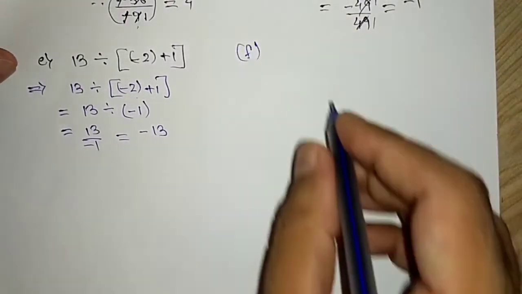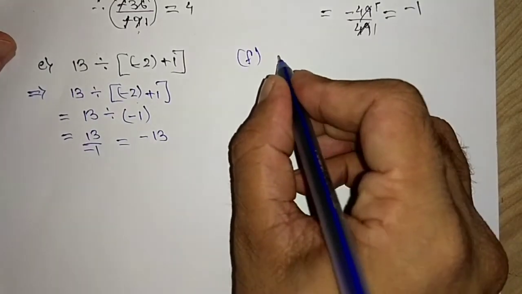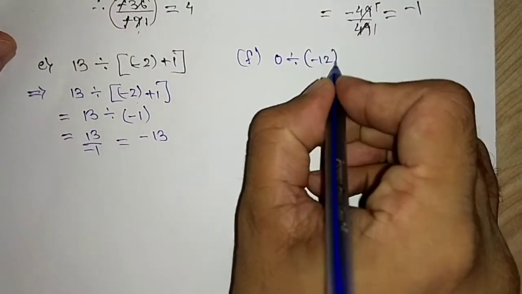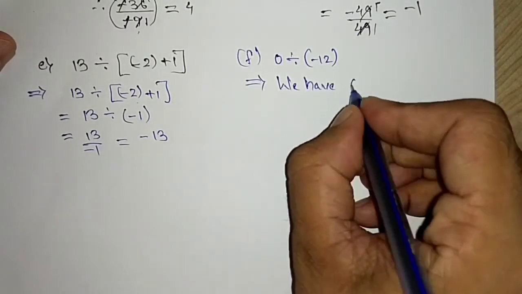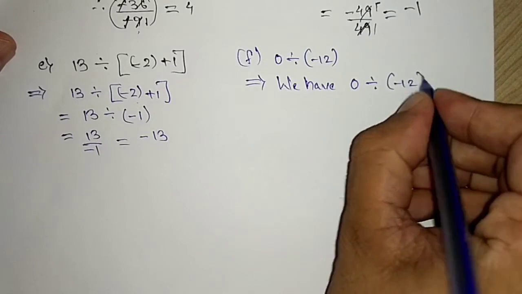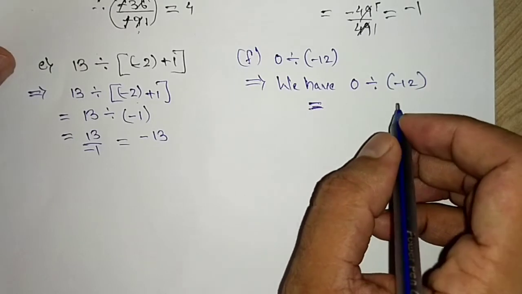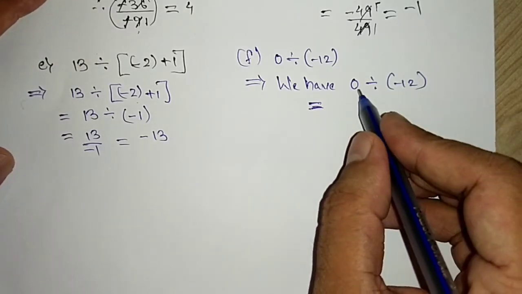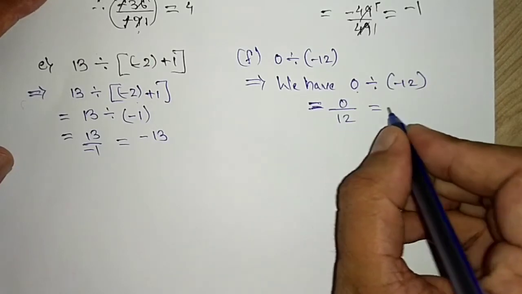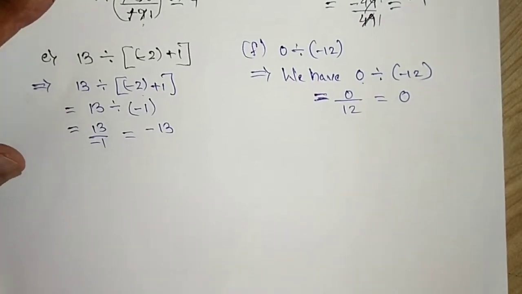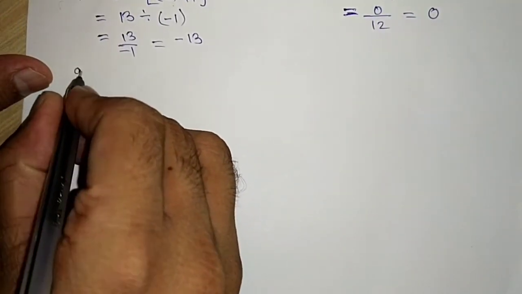F part. The question is 0 divided by minus 12. So we have 0 divided by minus 12, which is equal to, you know students, I have told you in the introductory lecture, 0 divided by anything will become 0. So your answer is 0. Very easy exercise.